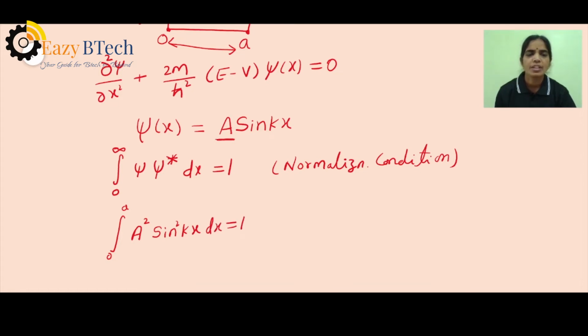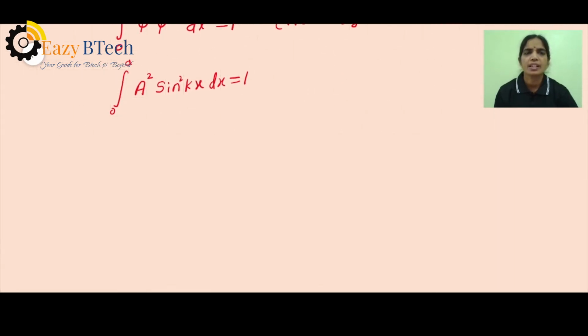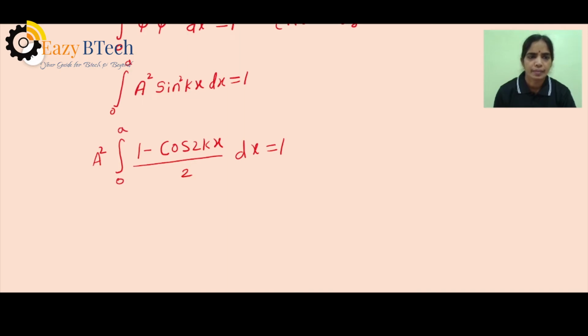Now it's the time for integration. Just recall your integration formula for the integral of A square sin square kx. How do we integrate this equation? First take your constant out of the integral. Then we need to express the sin square kx in a different way. Please don't get confused here. It is not expressed as 1 minus cos square. It is 1 minus cos 2kx, divided wholly by 2, into dx equal to 1. Our limits here are 0 to a. So we write sin square kx as 1 minus cos 2kx divided by 2.